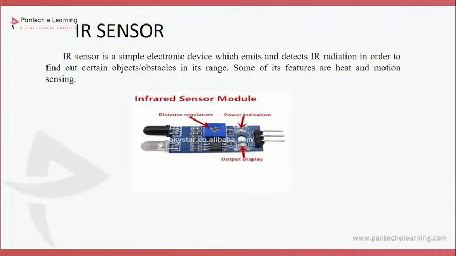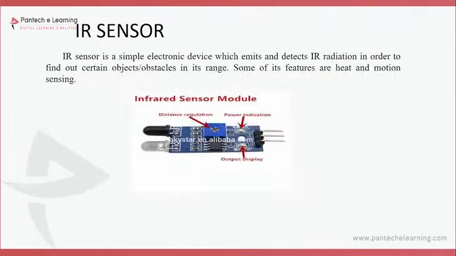You can see a blue component here, which is a potentiometer, used to adjust the distance range. We have two LED lights in the IR sensor: one is for power indication and another is for output display. Whenever we connect the IR sensor and it is working, we get a power indication, and whenever an object is detected, we get an output display, the LED glows on the IR sensor.